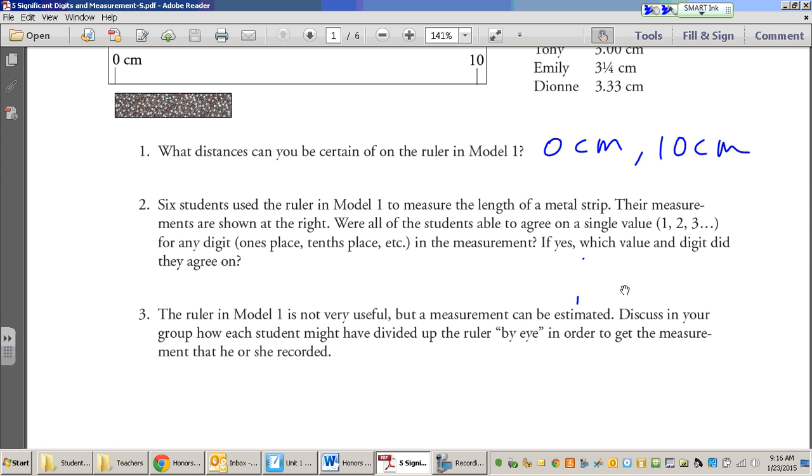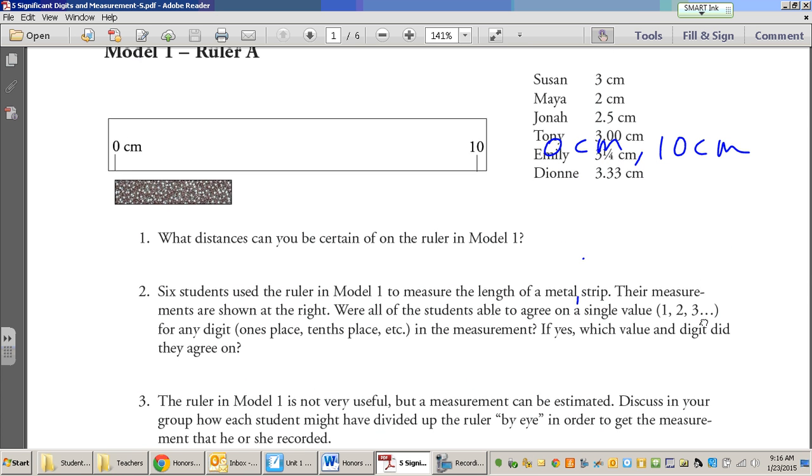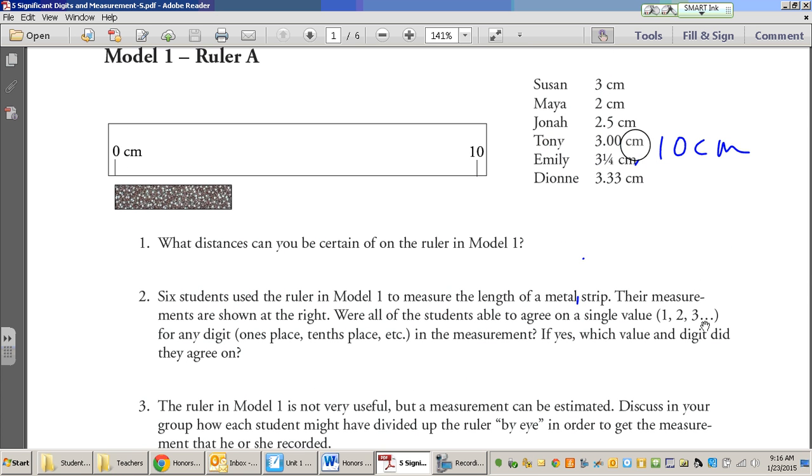All right, number 2, 6 students used the ruler in Model 1 to measure the length of a metal strip. Their measurements are shown to the right. Were all the students able to agree on a single value of any digit? Look at the student values. Shout it out. What do you guys think? Are any of these 6 people able to agree on any value? Look, we've got 3s, 2s, 3. All of them were not able to agree on that, even that first digit to record, right?